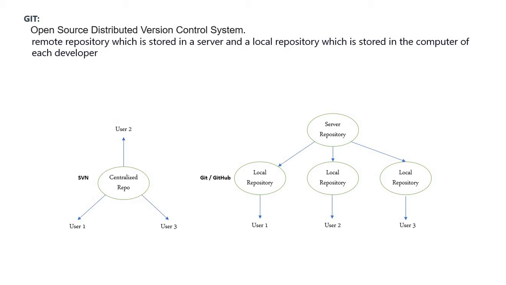So now we can see what is Git and how we are going to make use of Git in the microservices world. Okay, so Git is nothing but an open source distributed version control system. It is a distributed version.